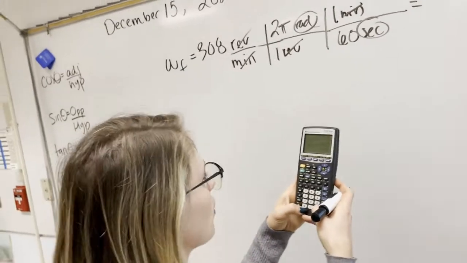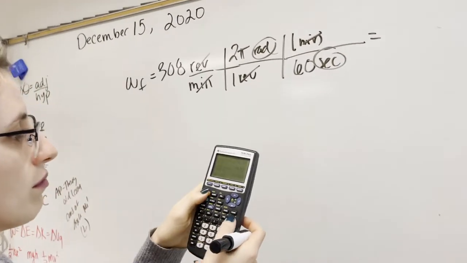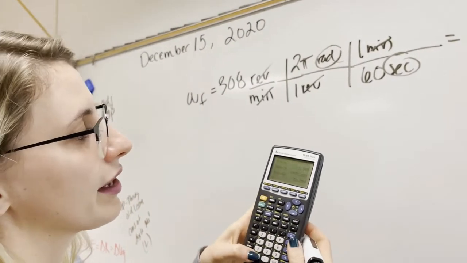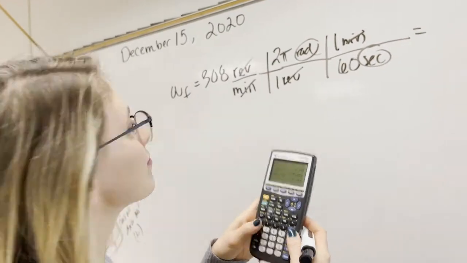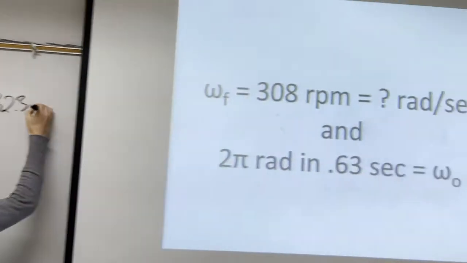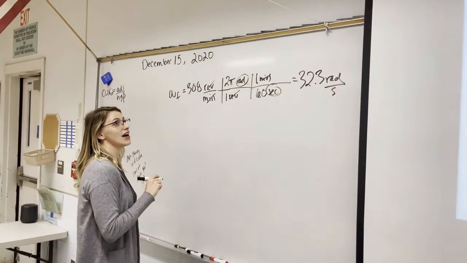Okay, so 308 times 2 pi, divided by 60, and I get 32.3. 32.3 radians per second. All right, that's her final angular velocity, 32.3, which is hella fast. That is so fast. Okay.